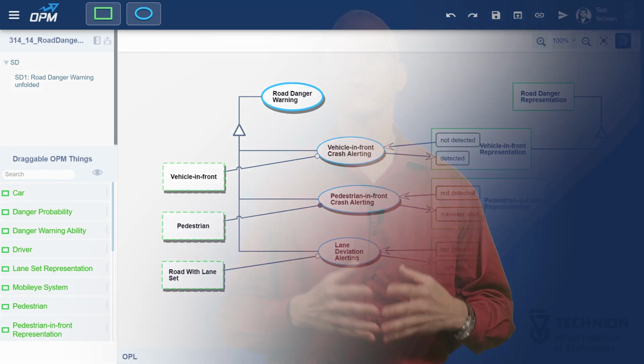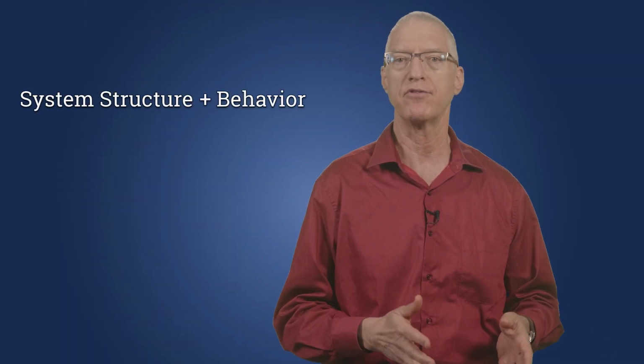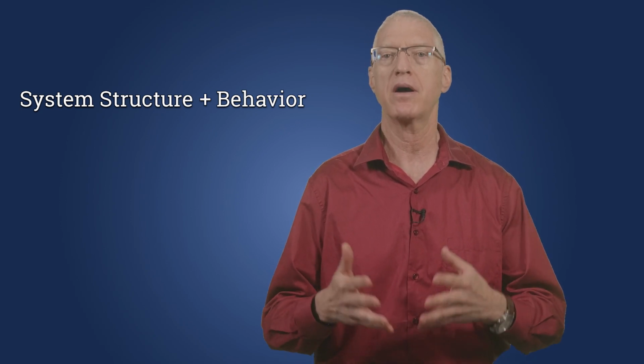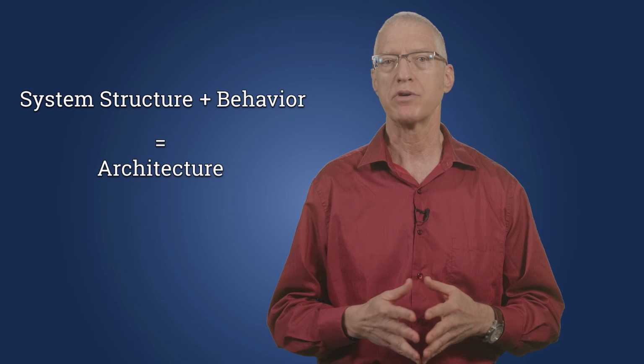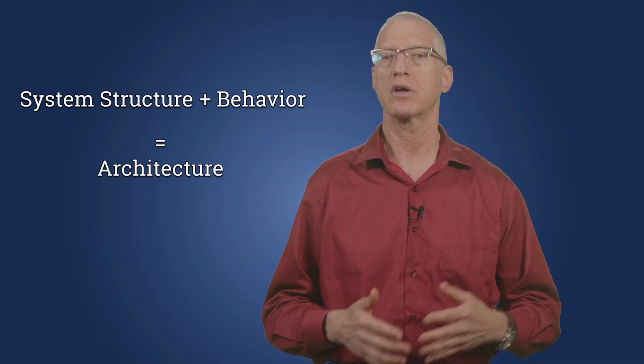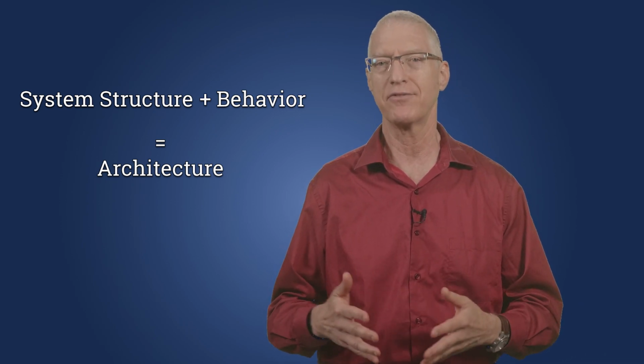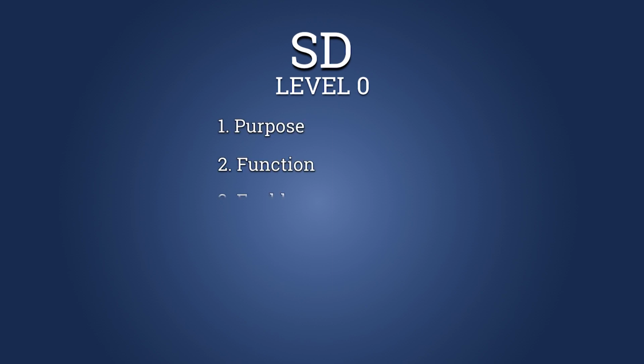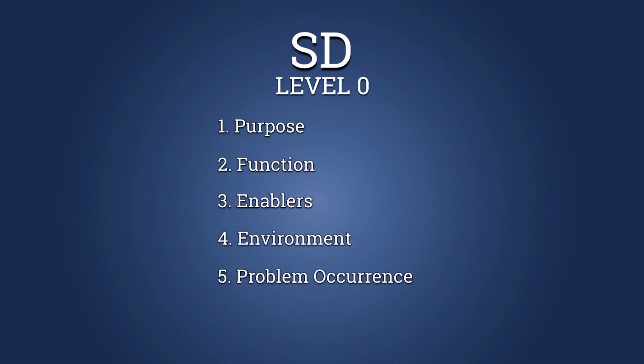The combination of the system structure and behavior which gives rise to its emergence is the system architecture. Through emergence, the system's architecture enables it to function and deliver the benefit to its beneficiaries. This was what we have done so far. We began with SD and its related components, purpose, function, enablers, environment, and problem occurrence, and refined it in SD1.